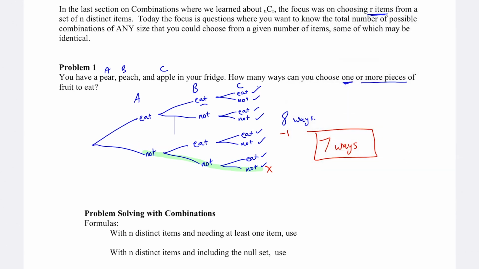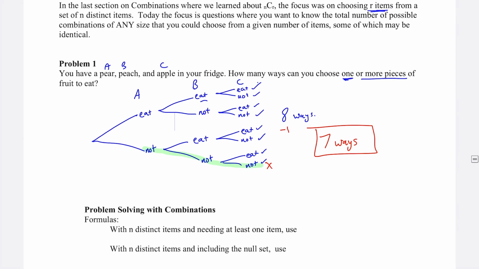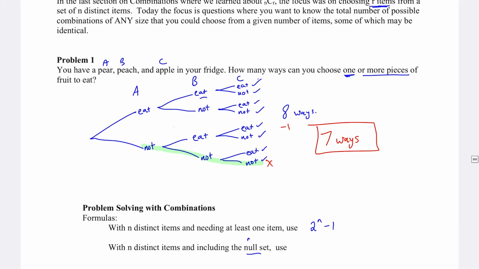Well, we can generalize this. With n distinct items and needing at least one item, we use 2 to the power of n minus 1 as our formula. With n distinct items and including the null set, so null means nothing, we use 2 to the power of n. So let's go back to this. Does this work? Why does this work?